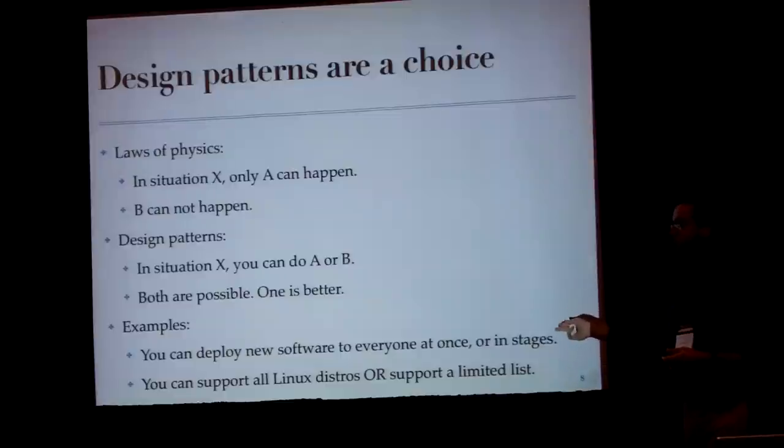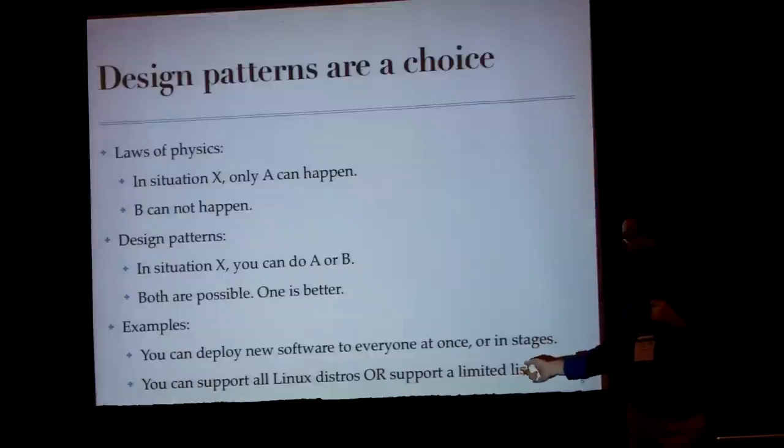So I could deploy all new software to everyone at once in a flash cut upgrade, or I could do it in stages, canarying. I'm making this choice. I could try to support 15 different distros in my environment, or I could say, no, we're going to have a limited list of distros. Both of those are perfectly possible, but one of those I would advocate is better.